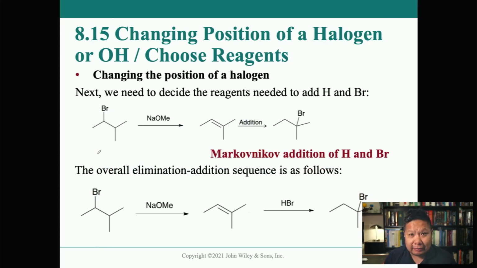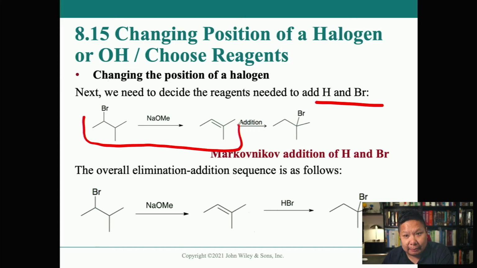Then, we can decide the reagents that we need to add on a hydrogen and a bromine, also known as a hydrohalogenation, which was the very first reaction we did in the addition reactions of alkenes chapter at the very beginning of yesterday. So we already did this part right here where we did the elimination of the bromine using the sodium methoxide, and then we'll do the addition now to get this, okay? Easy way to do that, which is what I just said, the hydrohalogenation. Have our HBr right there.